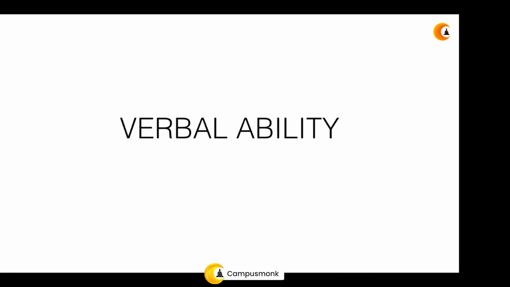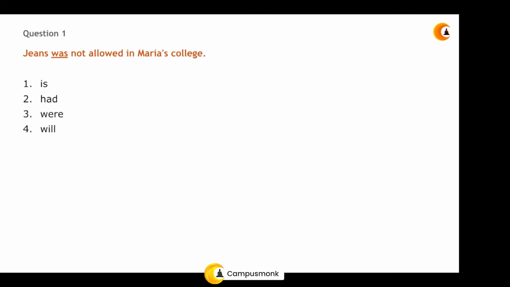Clear? So here goes the first question on verbal ability. Give it a try. Your 30 seconds starts now. The question says that you have to change the underlined part in order to correct the statement. There's an underlined part in the statement. You have to change it from the given options below so you get the correct statement. Alright, so time is up.